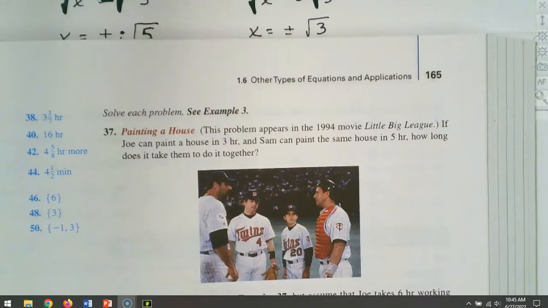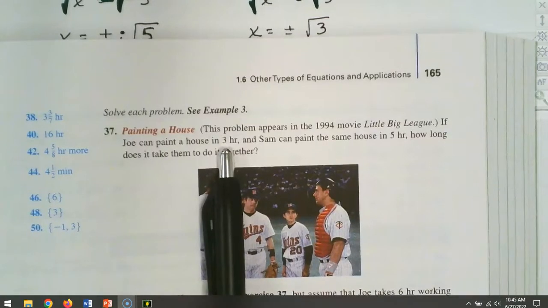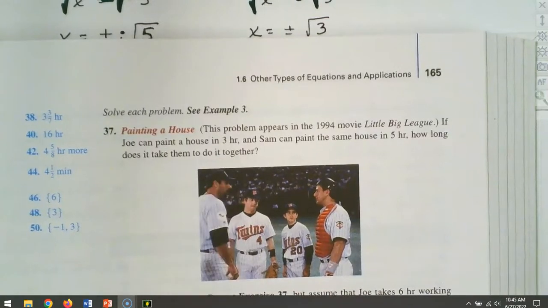But what we look at for each one of these is how much each person, or in the case of water, how much is going in and out, how much is done per hour. What portion of the house is going to be done, in this case, per hour. So, Joe can paint a house in 3 hours. Sam can paint the same house in 5 hours. How long does it take them working together?